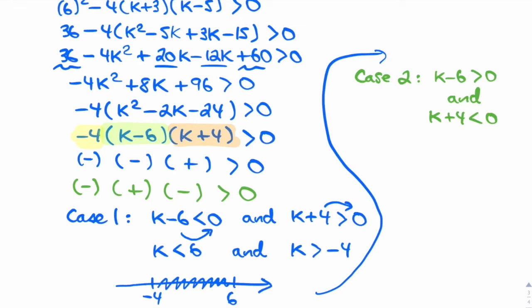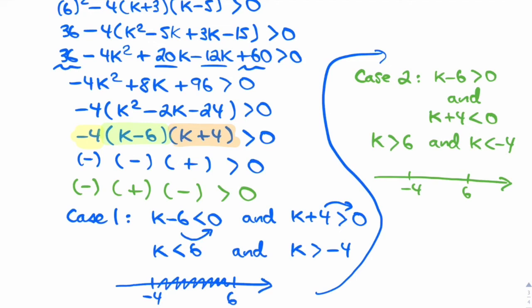So just like we did before, let's solve each of these separately. That's going to lead to two solutions. One of them is that k has to be greater than positive 6, and k has to be less than negative 4. In a similar way, let me ask you, is it possible for a number to be both greater than 6 and less than negative 4? Let's look at the number line.